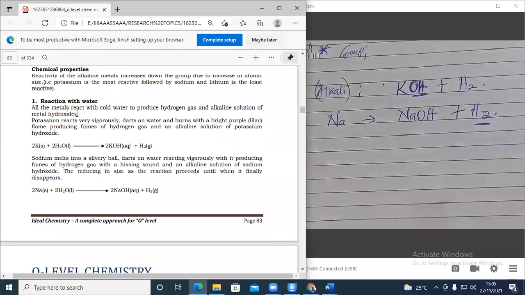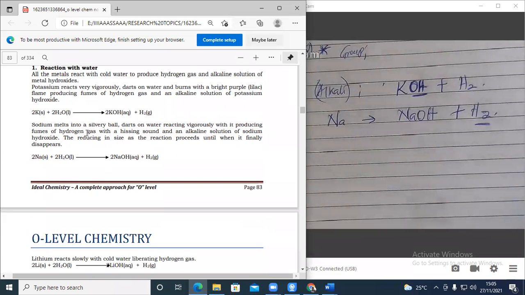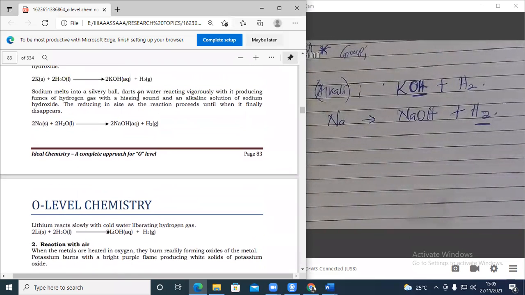Okay, that is the end product. Potassium reacts vigorously, that means it's very fast, on water and burns with a bright purple flame, producing fumes of hydrogen gas. Sodium melts into a silver ball on water, reacting vigorously and produces fumes of hydrogen gas. In their reactions with water, all of them liberate hydrogen gas.